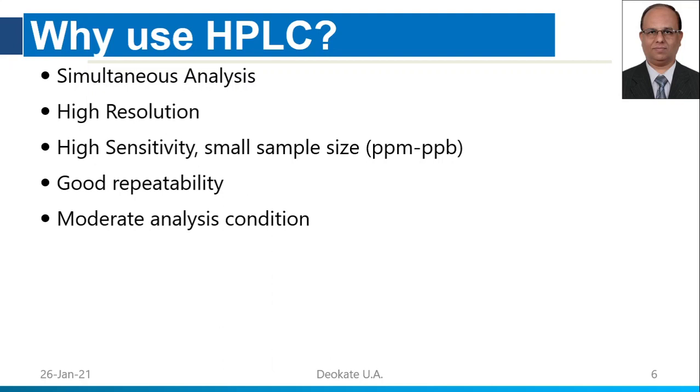Moderate analysis conditions. This is an important application of HPLC, because many thermolabile substances cannot be analyzed by GC, because they need vaporization. And some substances, such as biologicals, get destroyed when heated at a higher temperature. And some substances are not able to be vaporized. In those cases, HPLC gives good results.